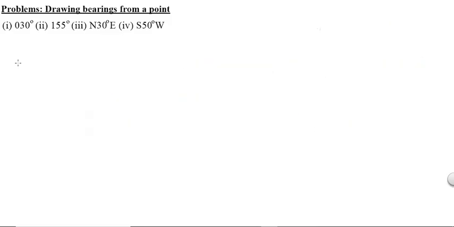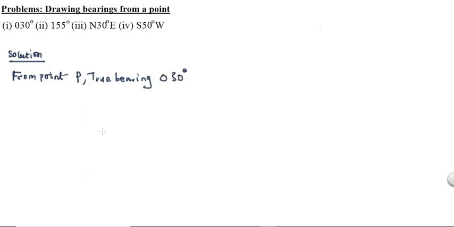For our first example, we are asked to make a bearing drawing from a point of 030 degrees. This is a true bearing example, by the way. So let me write the solution. Let me say my point is P. So from point P, I have a true bearing of 030 degrees. Now, I'll come here and say, there's my coordinate system. I can write point P here, which would be this point. Now, this would be my north. This would be my west. This would be my east. This would be my south.